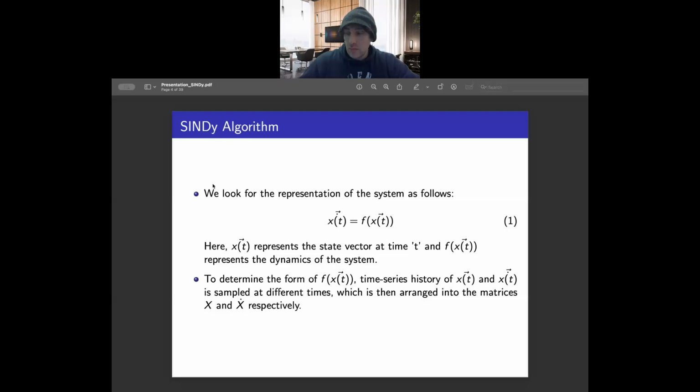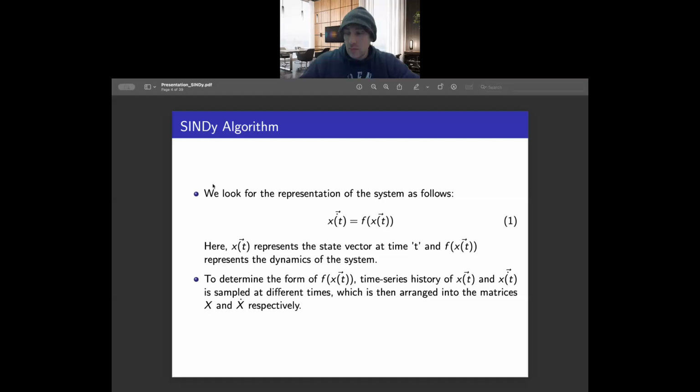And to determine that f, since we have this data, what we do is construct the matrix using the time series data x, and from that x we then construct this x dot. That is the first step. We construct these matrices, capital X and capital X dot, using the data that we are given about this system.